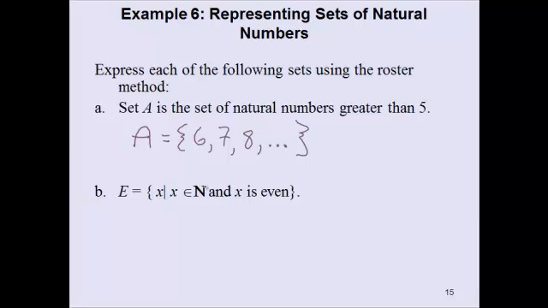Okay? Now, this is a word description, and I put it in the roster method. This is a set builder notation, and I want to put it in the roster method. So E is the set, well, X is a natural number and X is even. So you need all the even natural numbers. So 2 is an even natural number. 4 is an even natural number. 6 is an even natural number. And then there's my ellipsis, my 3 dots. I'm going to close up the set.